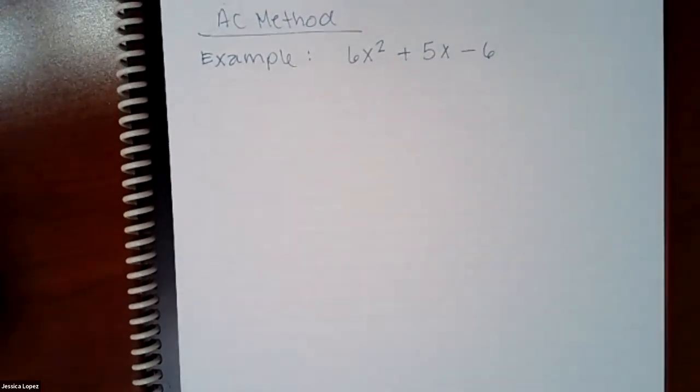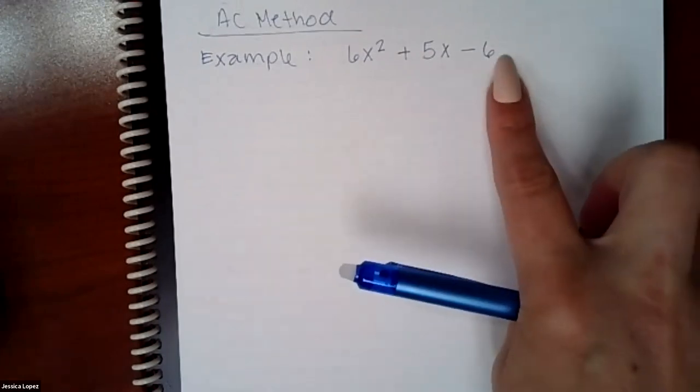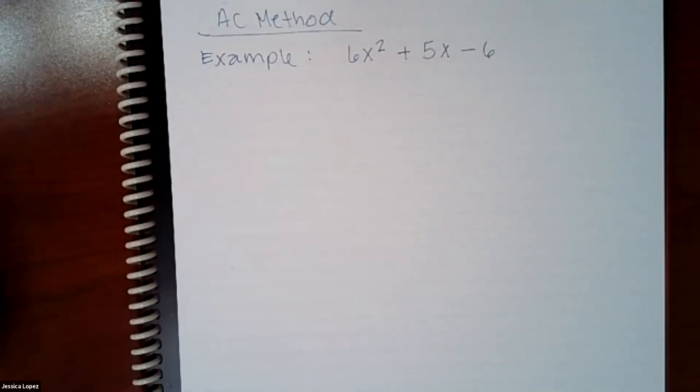Okay, good. Now, this one does not have a GCF, right? That 5 throws it all off. This guy doesn't have an x, so I can't take out a number that they have in common, and I can't take out a variable that they have in common. So there is no GCF here. And it is a trinomial, which means I do need to apply this AC method, okay?